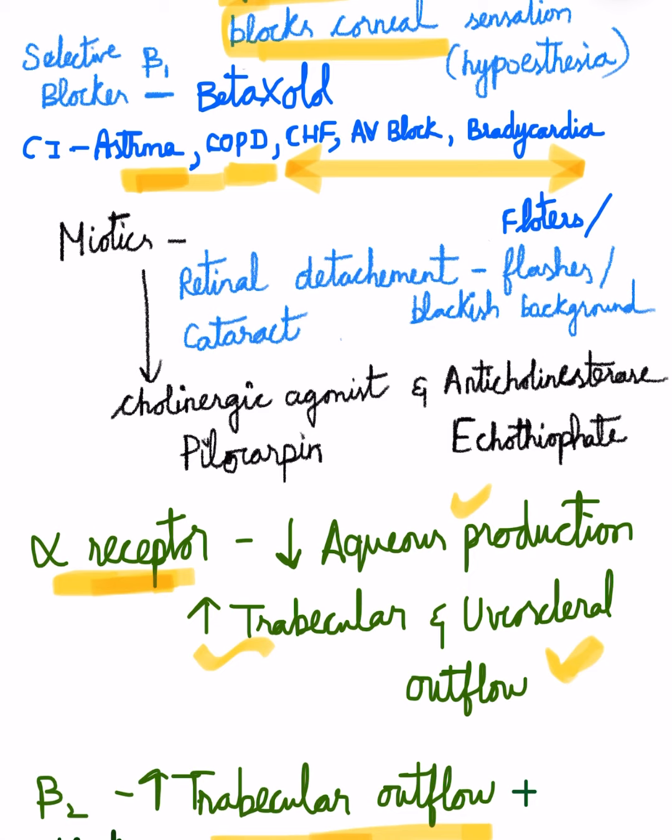But we have some side effects concerned with these miotics. They cause retinal detachment, and once the patient is started on miotics, they may present with floaters, flashes or a blackish background due to this retinal detachment, and some may present with cataract. These are the complications seen with the miotics.